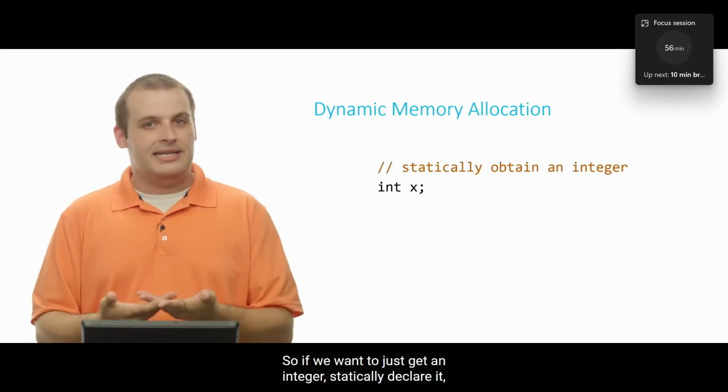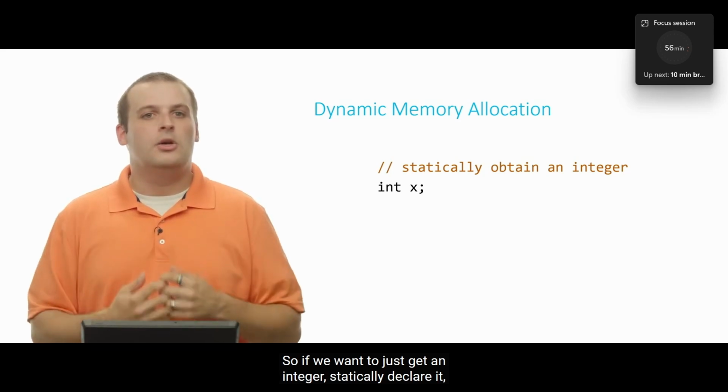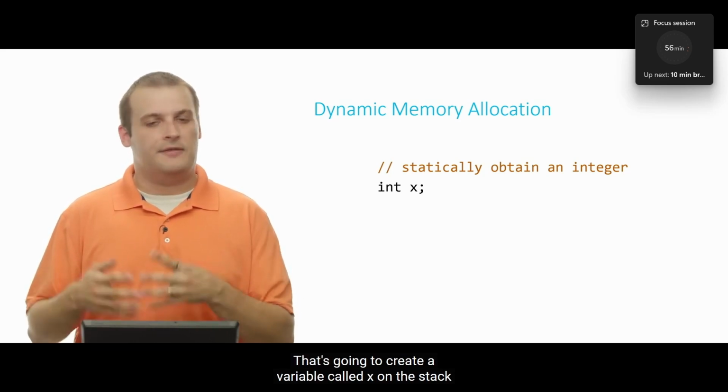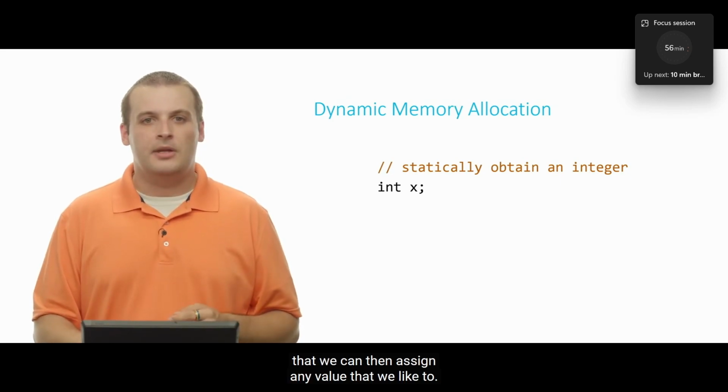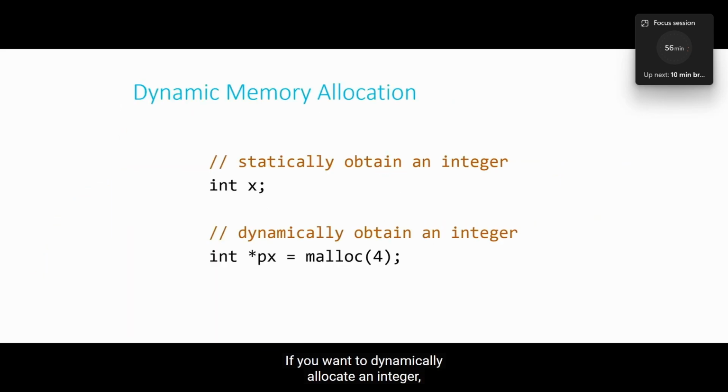So if we want to just get an integer, statically declare it, we can just say int x. That's going to create a variable called x on the stack that we can then assign any value that we like to. If you want to dynamically allocate an integer, we say the following: int star px equals malloc 4. And the reason we say 4 here is because there are 4 bytes in an integer.